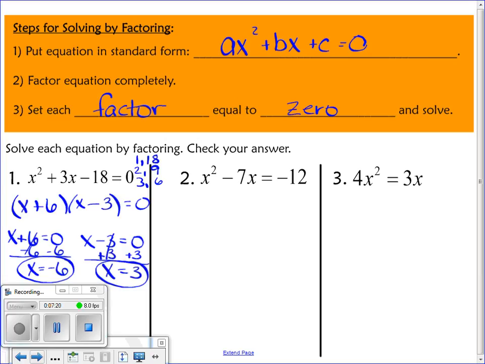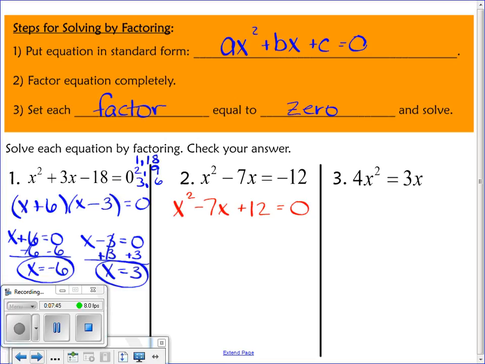Okay, step 1, put it in standard form. What needs to move? The negative 12. How do you move a negative 12? Add 12. So it's going to be x squared minus 7x plus 12 equals 0. Right? You have to add it to the other side. Right, after it's set equal to 0, in standard form, we want to factor. Is there a GCF? No.